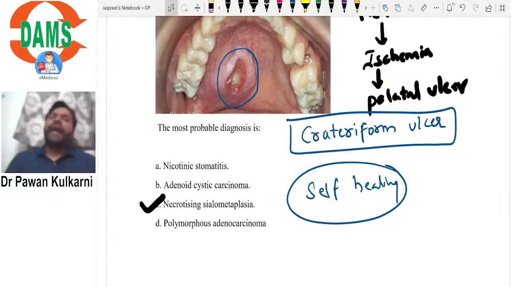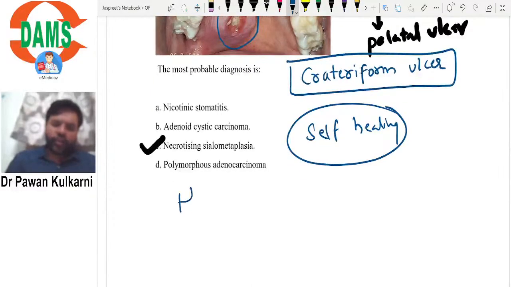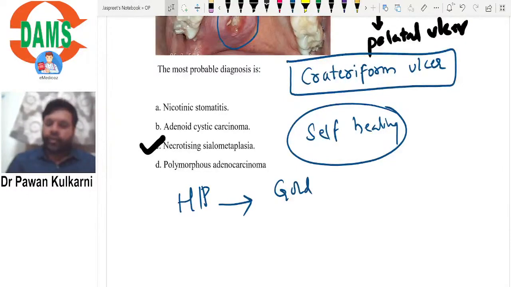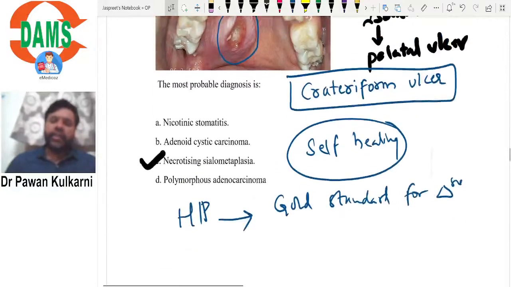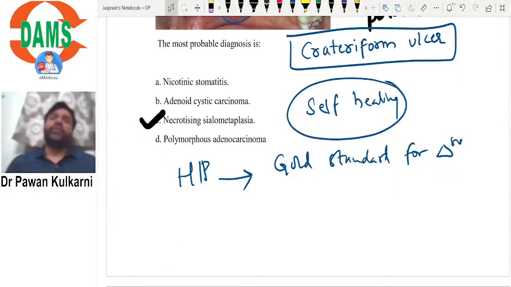Follow-up of the patient and histopathology should be done. Okay, so that proves that histopathology is the only gold standard for diagnosis. Why? Because in this condition, we are not going to see invasion. In carcinoma, we will be able to see invasion.